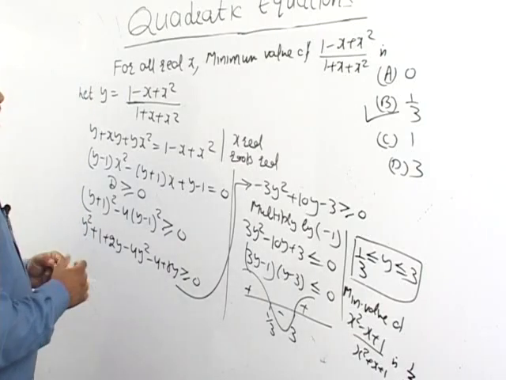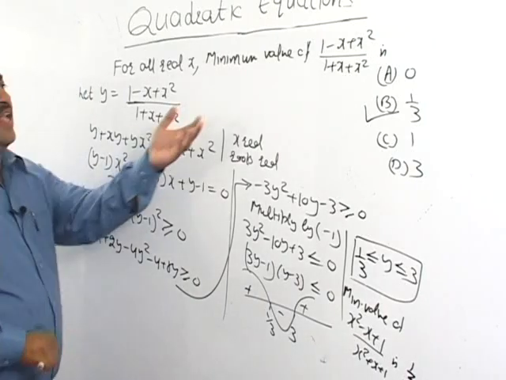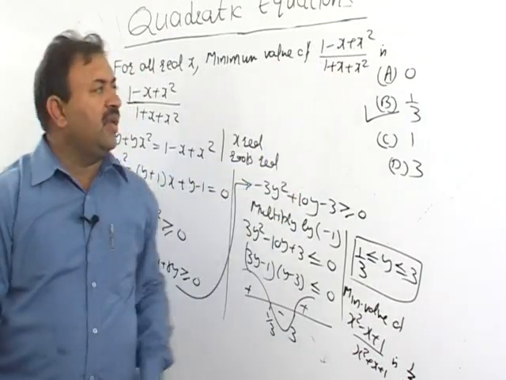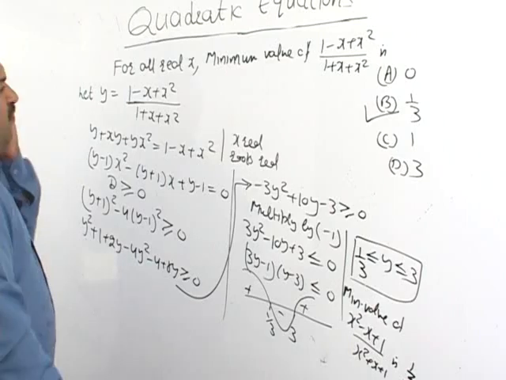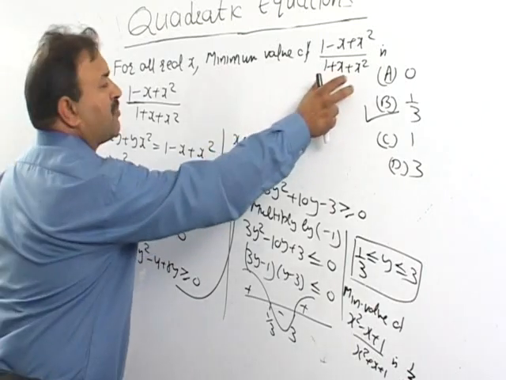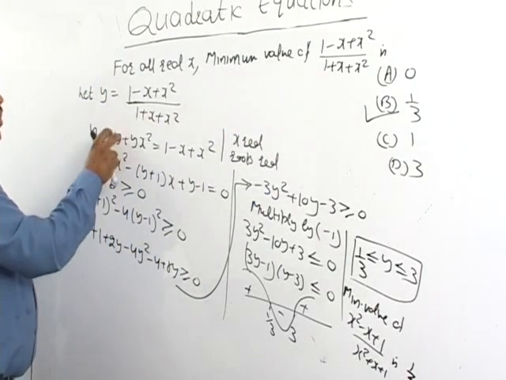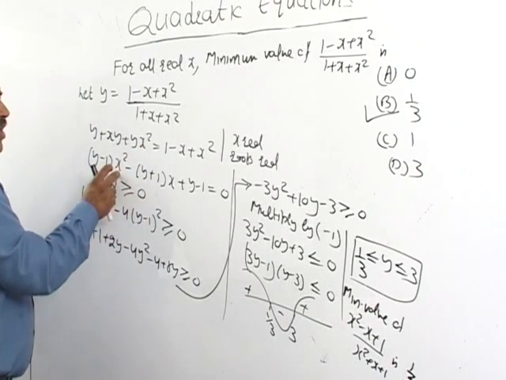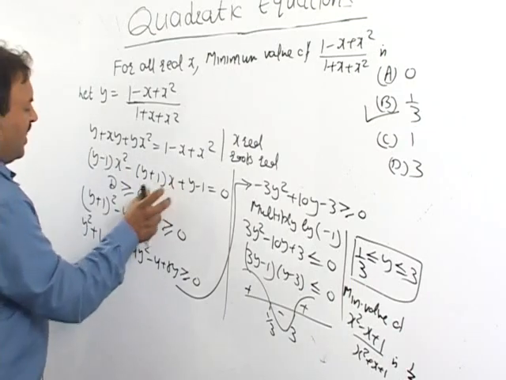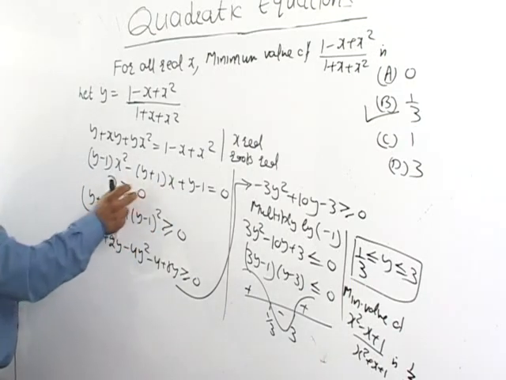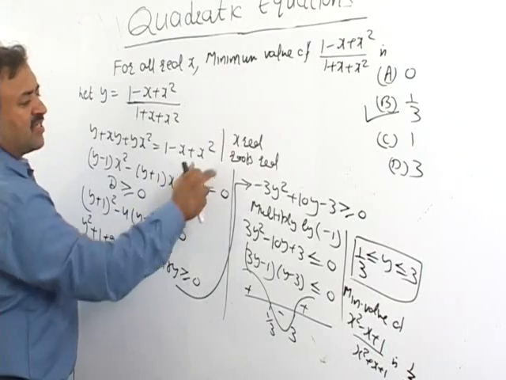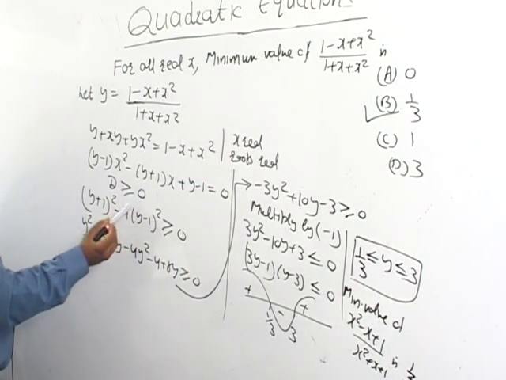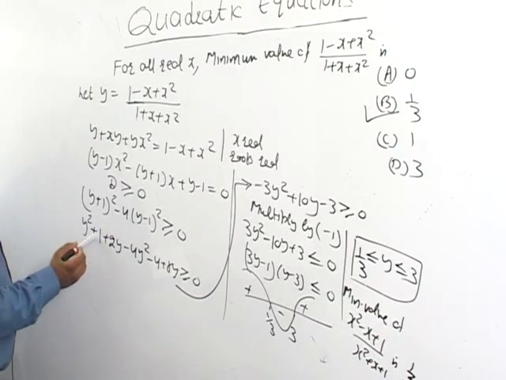So once again, try to understand it. When we get an expression like this and we have to calculate the maximum and minimum value, what do we do? First of all, we represent the whole expression as y. Then we cross multiply it and make a quadratic in x. We know x is real, meaning the roots are real. That means the discriminant will be greater than or equal to 0. Then we simplify things.